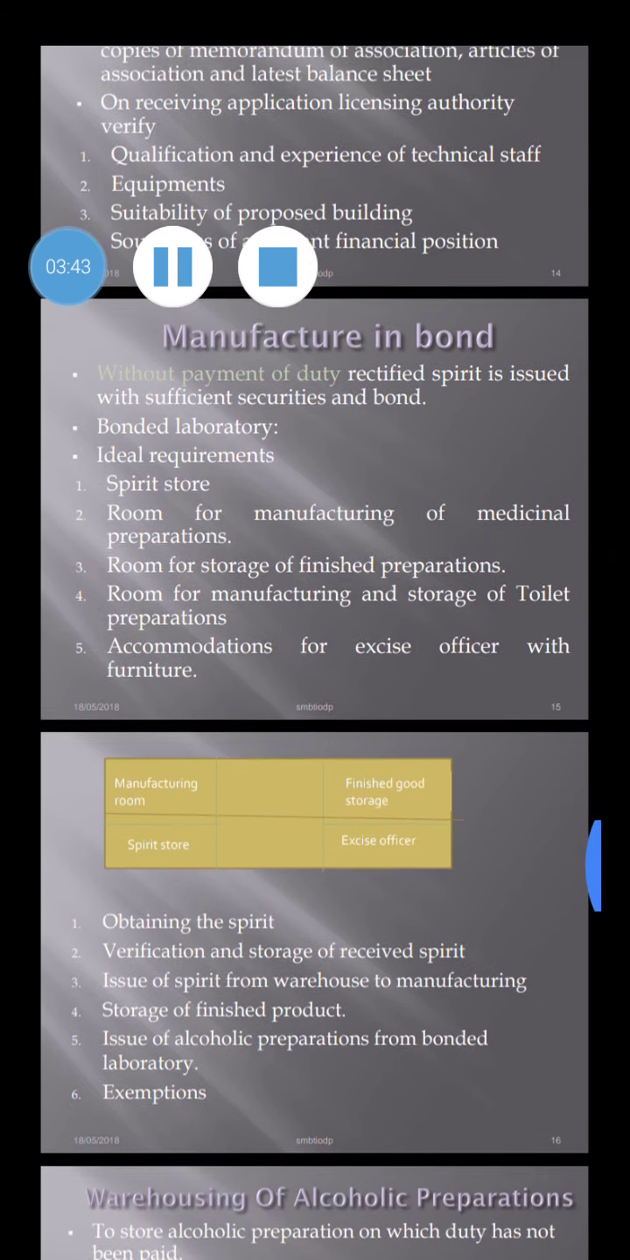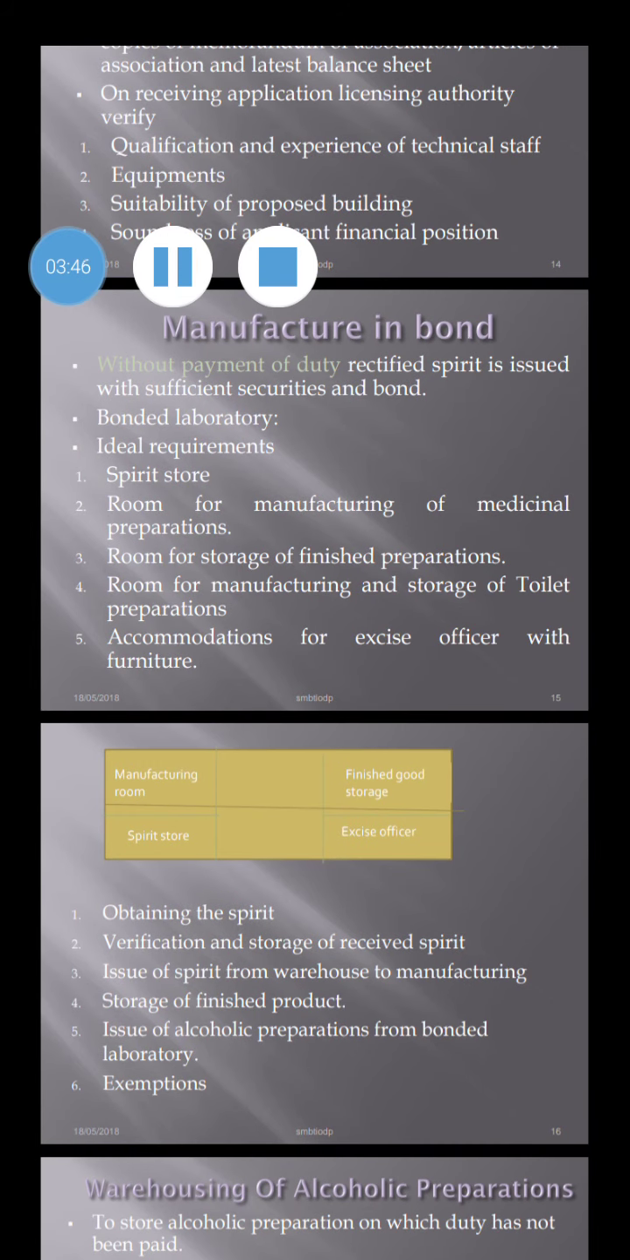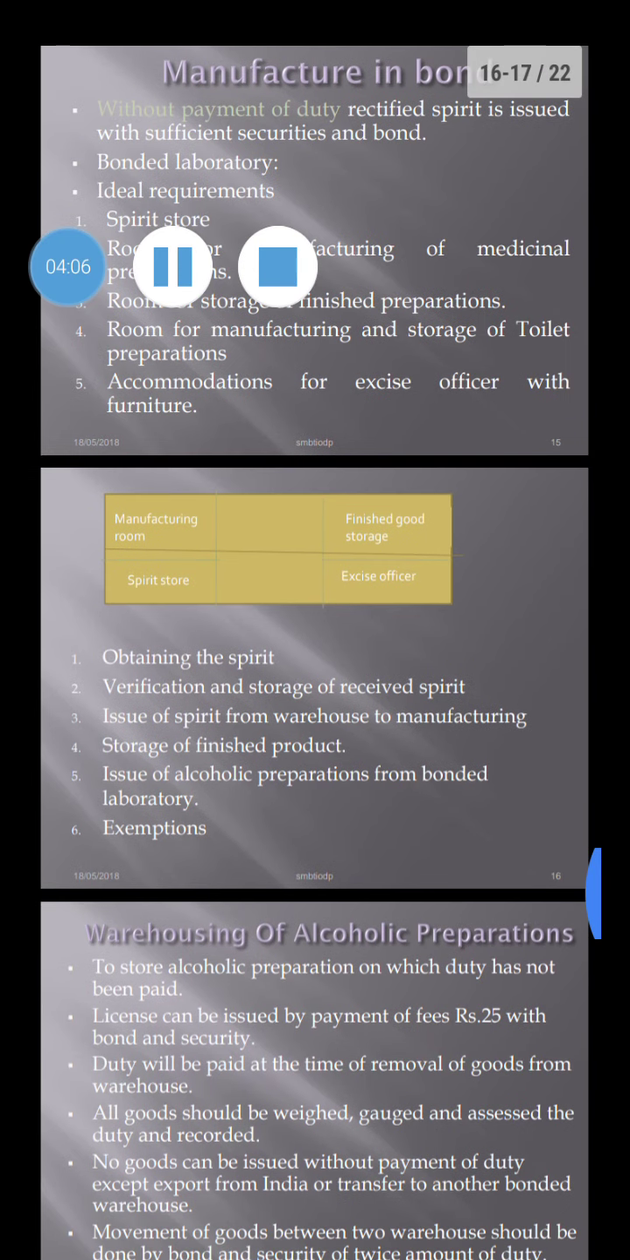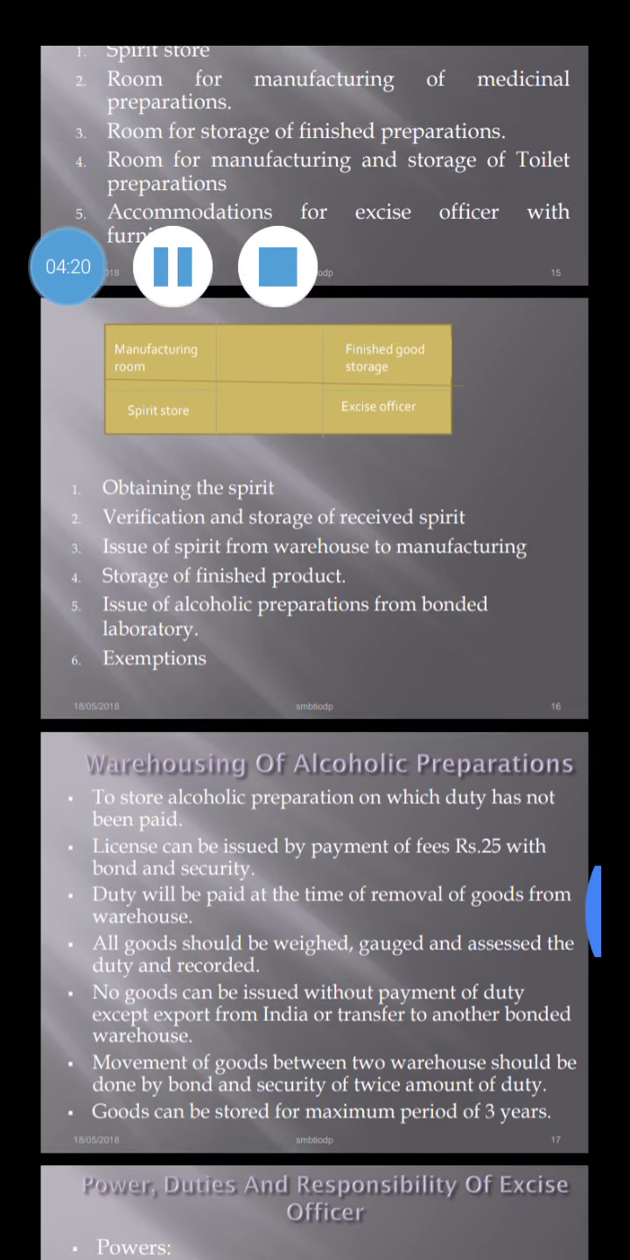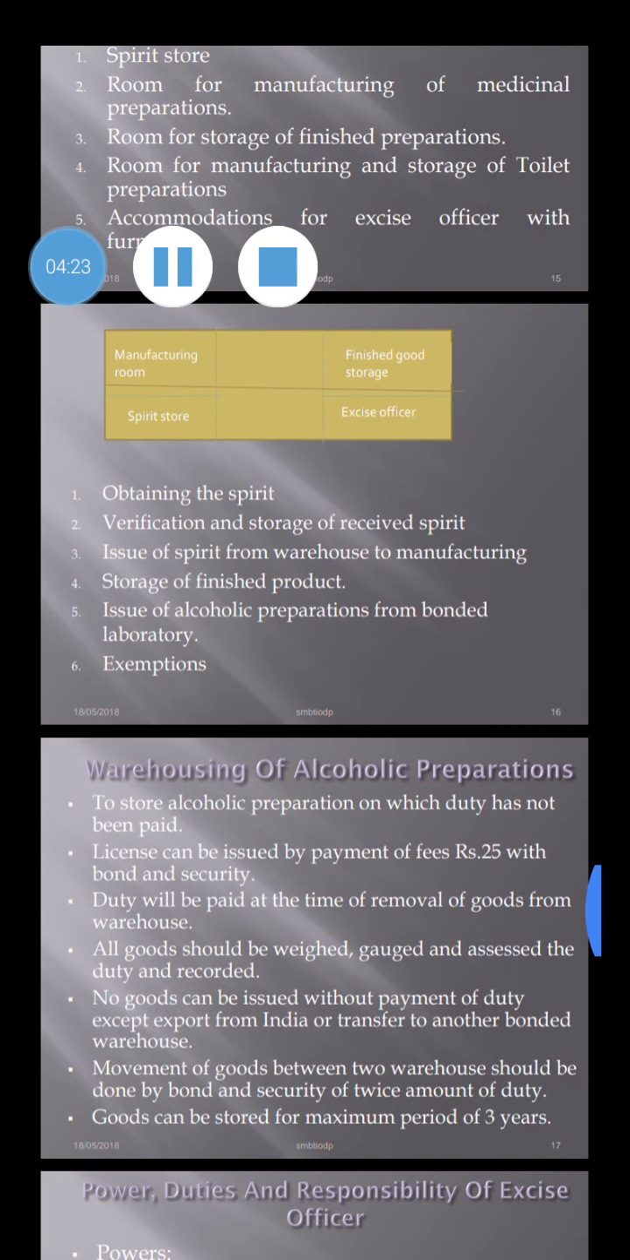For manufacturing in a bonded laboratory, the additional requirements are the spirit store, a room for manufacturing of medicinal preparation, a room for storage of finished preparation, a room for manufacturing and storage of toilet preparation, and accommodation for the excise officer with furniture. Then obtaining the spirit, verification and storage of received spirit, issue of spirit from warehouse to manufacturing, storage of finished product, issue of alcoholic preparation from the bonded laboratory, and exemption. This was what we saw in the last lecture.